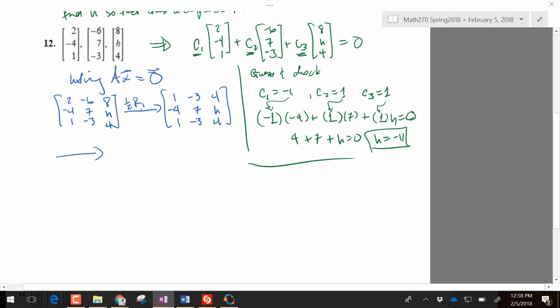So now let's get rid of the -4 over here, and that would be 4 times row 1 added to row 2. So 4 times -3 is -12 added to +7 is -5, and then we have 16 added to h.